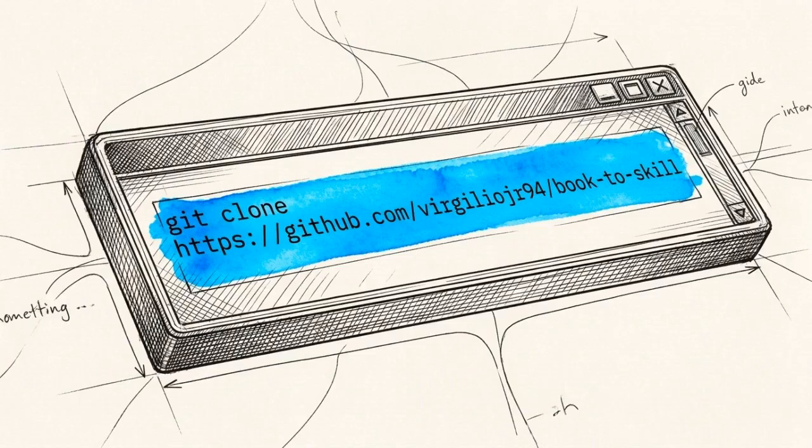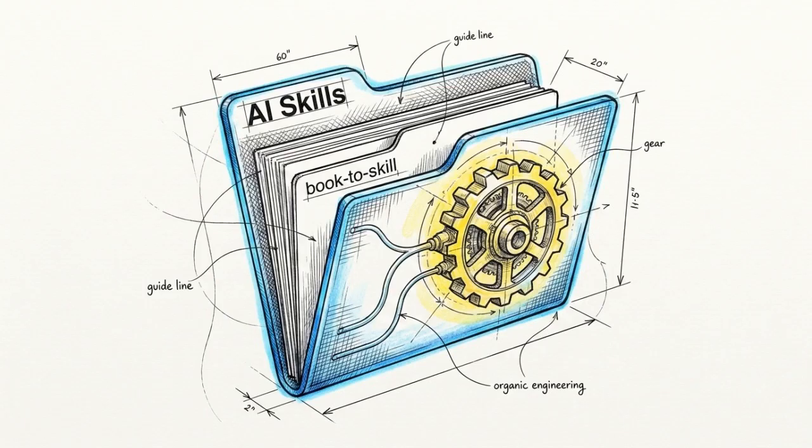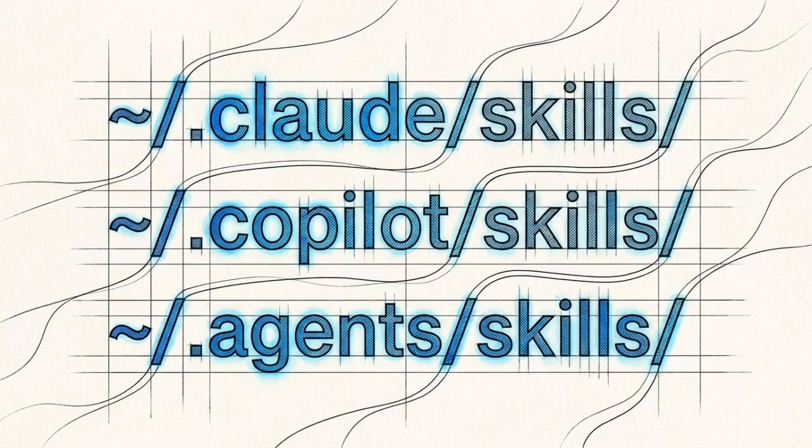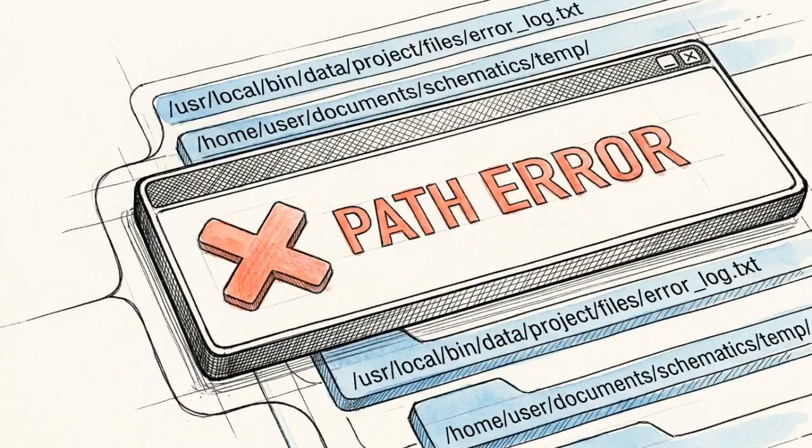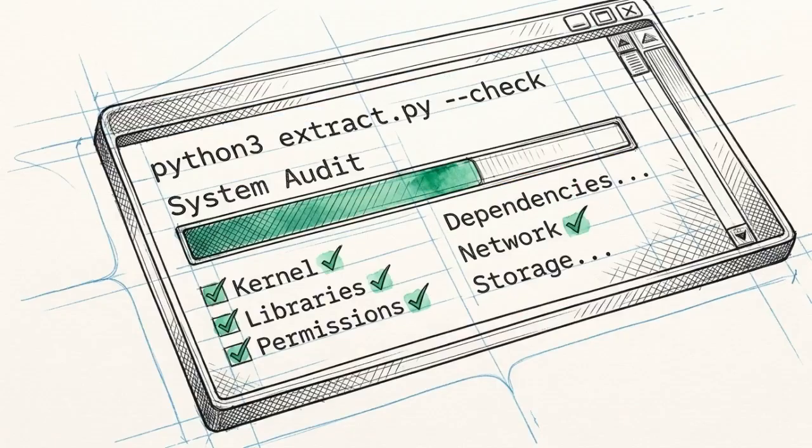Open your command line interface. You need to clone the repository directly into your AI agent's active skills directory. Placing it here ensures the agent automatically registers the /command trigger at startup. You must target the correct path for specific platforms. Claude Code, GitHub Copilot CLI, and AMP each utilize specific directories, and sending the clone to the wrong folder will cause the installation to fail.